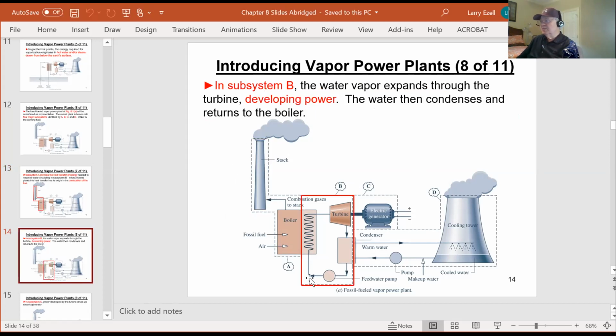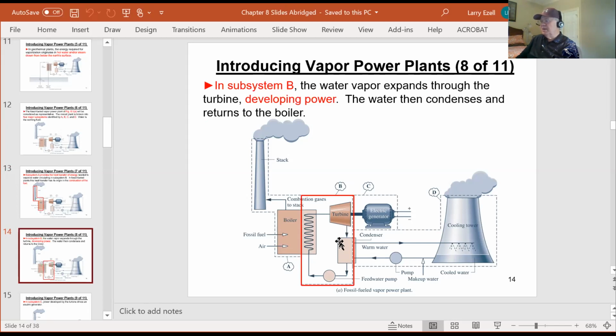In subsystem B, that's really what we're studying here. That's the Rankine cycle we study. We have the boiler that produces hot, pressurized steam, which goes through the turbine and produces mechanical shaft power to drive the generator. Once you've got as much energy as you can out of that hot, high pressure steam, it comes out of the turbine as low pressure, usually a low pressure vapor with a quality of 85 to 90%. So it's a mixture, but it's mostly vapor.